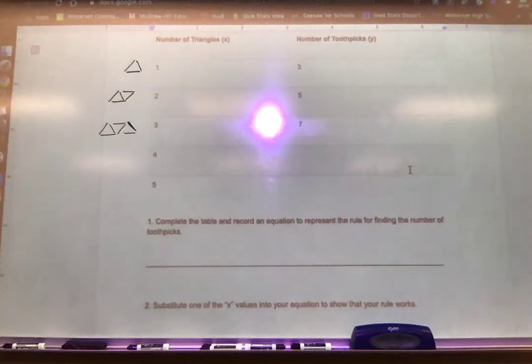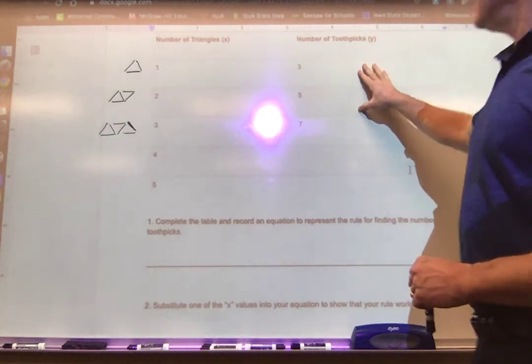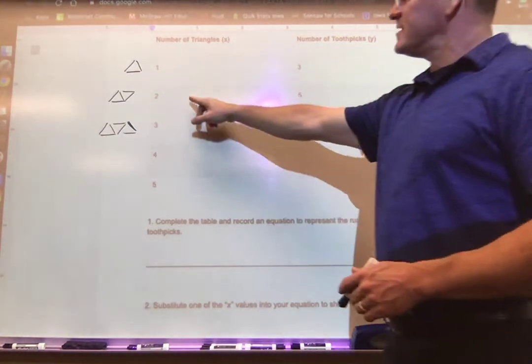All right, guys, in lesson 7-8, we're trying to represent growing patterns by finding an equation. So I can represent this growing pattern, and in this case, we're looking at the number of triangles I have, and then how many toothpicks it would take to make that. I drew a little picture here to get started.